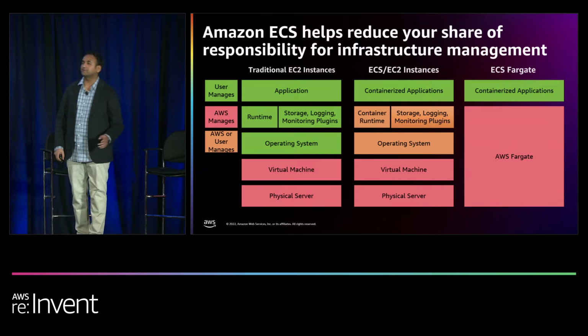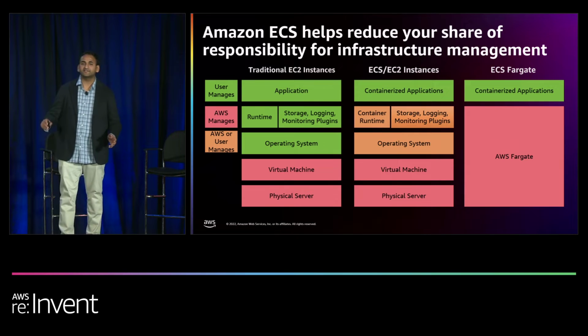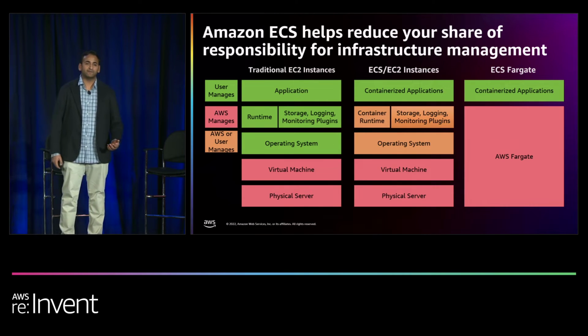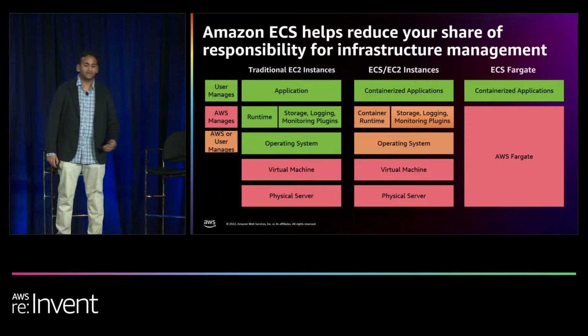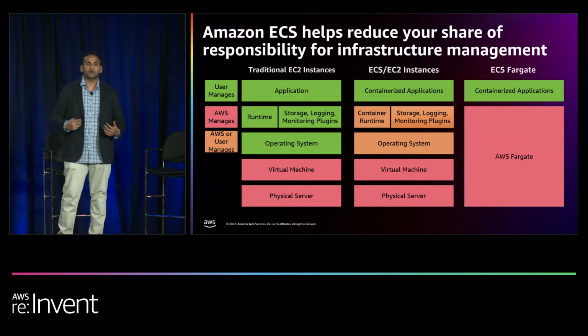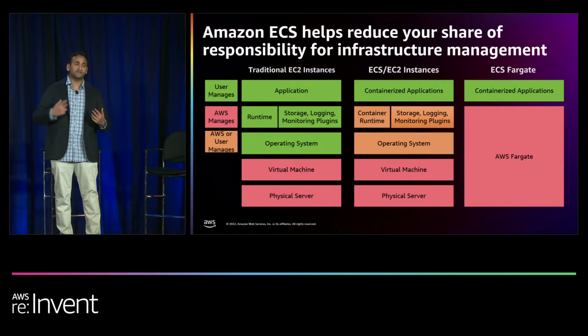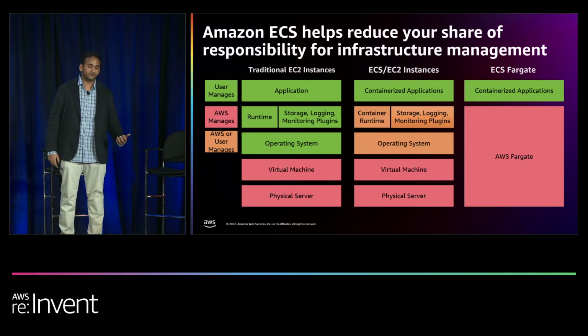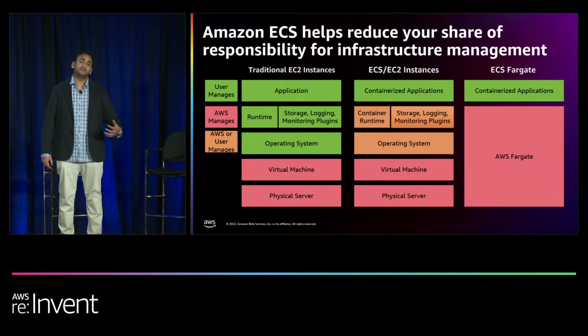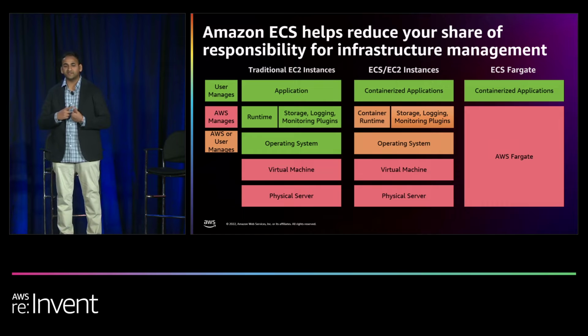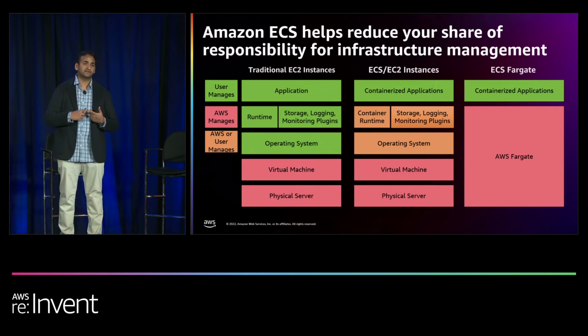I'd like to spend a couple of minutes here. So traditionally, when you deploy an application on EC2, there's a shared responsibility model that you're signing up for. There are some things that you manage, whereas other things AWS manages. When you run a traditional EC2 machine, typically AWS manages the virtual machine itself, as well as the physical server.